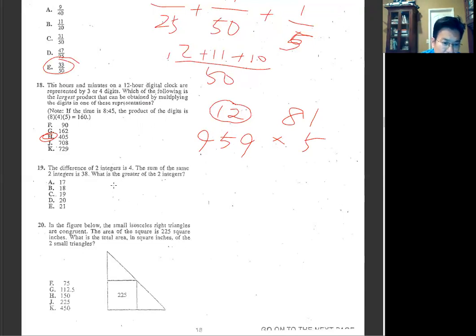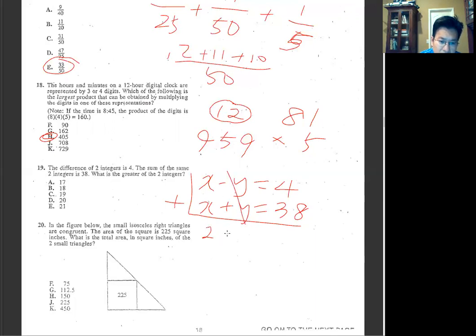The difference of two integers is 4, and the sum of the same two integers is 38. What is the greater of the two integers? So let's say x minus y is 4, and x plus y is 38. You add this 2 plus this 2, 2x equals 42. X has to be 21.